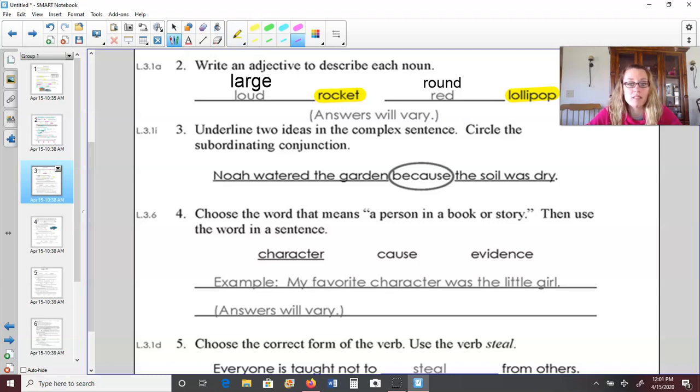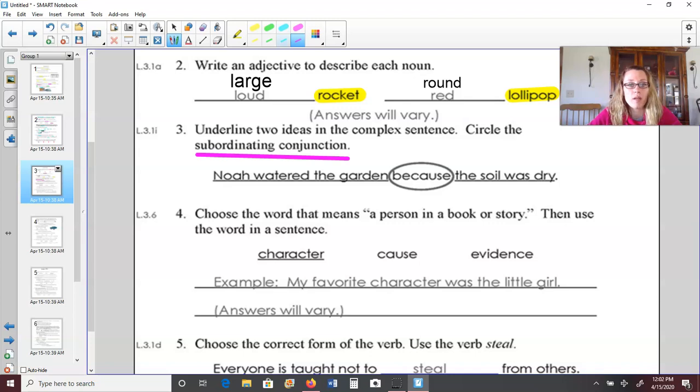So complex sentences simply mean that there's two thoughts or things happening in the sentence, and then there's some type of joining word in the middle to join the two ideas together. And that joining word is the subordinating conjunction. I know that's kind of a big, long word, but we know what conjunctions are, words like and, or, but, and so. And then a subordinating conjunction, there's a few other words that fall into that category that can join parts of sentences together. So when we look at our sentence, Noah watered the garden because the soil was dry.